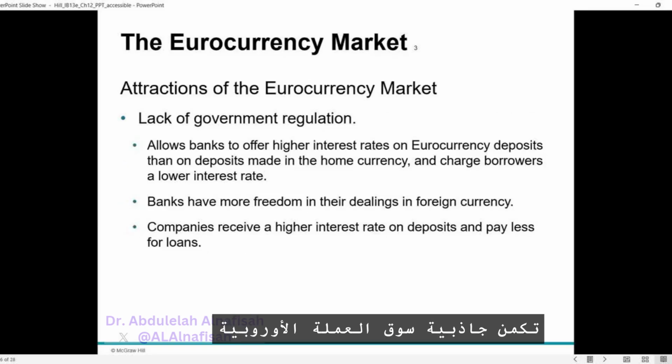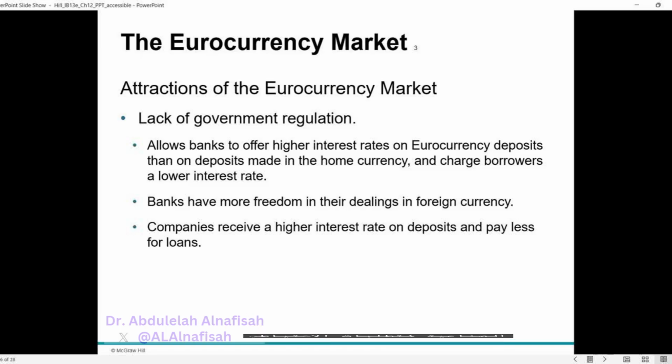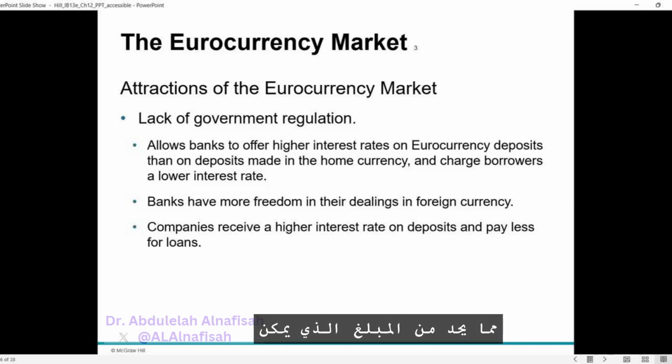The attractiveness of the euro currency market lies in its lack of government regulations, enabling banks to offer higher interest rates on euro currency deposits and lower rates on euro currency loans compared to domestic currency transactions. Domestic banking in industrialized nations is subject to reserve requirements to ensure liquidity, which limits the amount banks can lend out from deposits and increases operating costs.